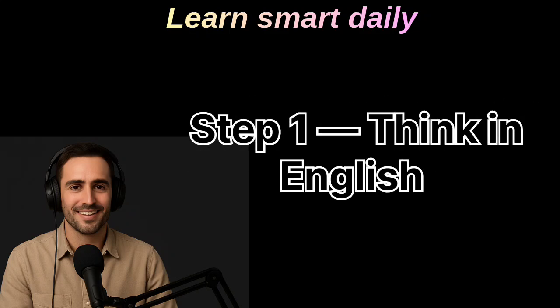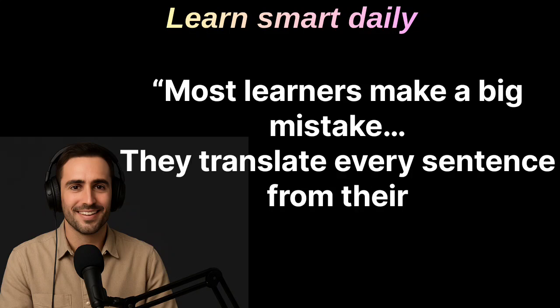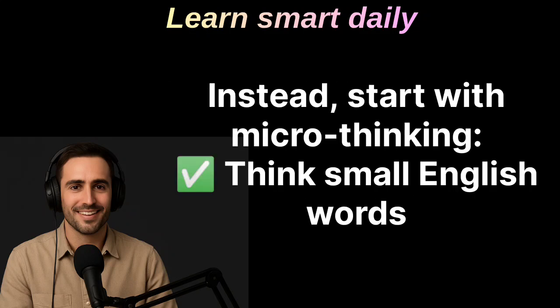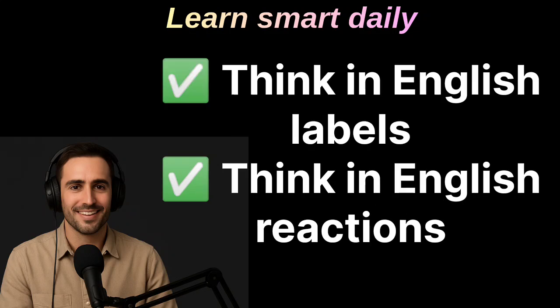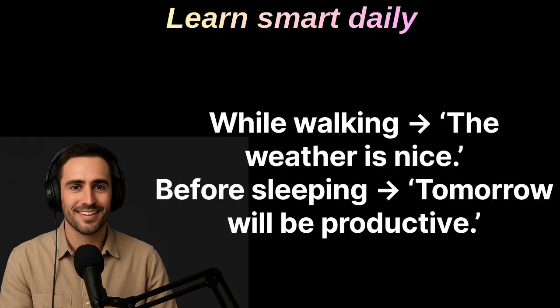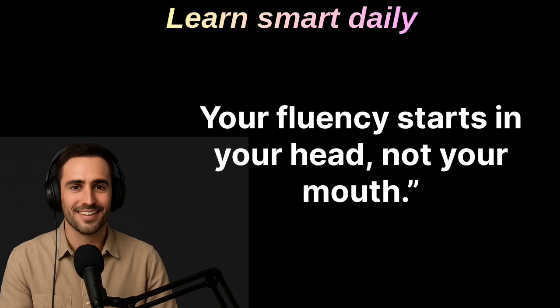Step 1. Think in English. Most learners make a big mistake. They translate every sentence from their mother tongue to English in their head. That makes you slow and nervous. Instead, start with micro-thinking. Think small English words. Think in English labels. Think in English reactions. For example, while eating, say in your head, "This is spicy." While walking, "The weather is nice." Before sleeping, "Tomorrow will be productive." Your fluency starts in your head, not your mouth.